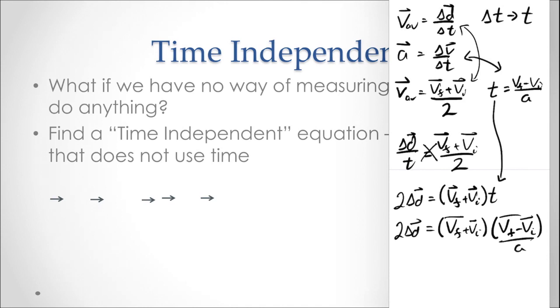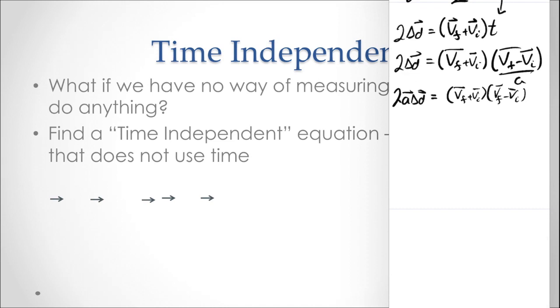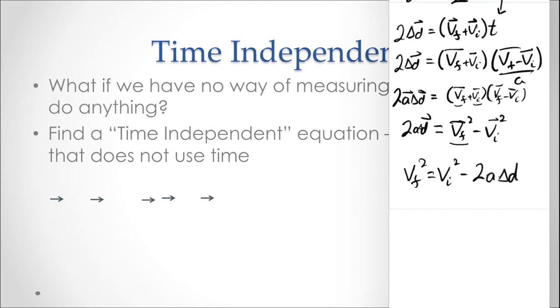Moving our A to the other side, we find this is 2A delta D is equal to Vf plus Vi times Vf minus Vi. You may remember from math, if we have two binomials, A plus B times A minus B, this leaves us with A squared minus B squared. So similarly here, A is Vf, B is Vi, and we will get Vf squared minus Vi squared. This is still equal to 2AD. Solving for Vf, we have Vf squared is equal to Vi squared plus 2A times delta D.